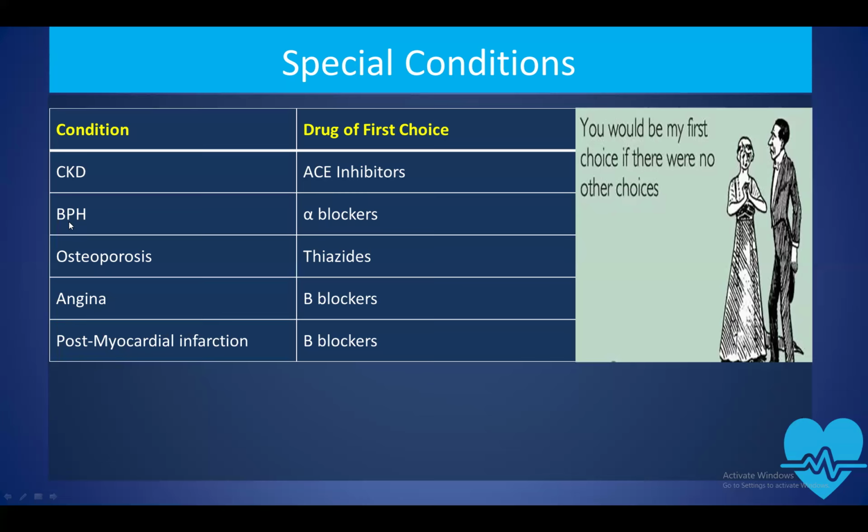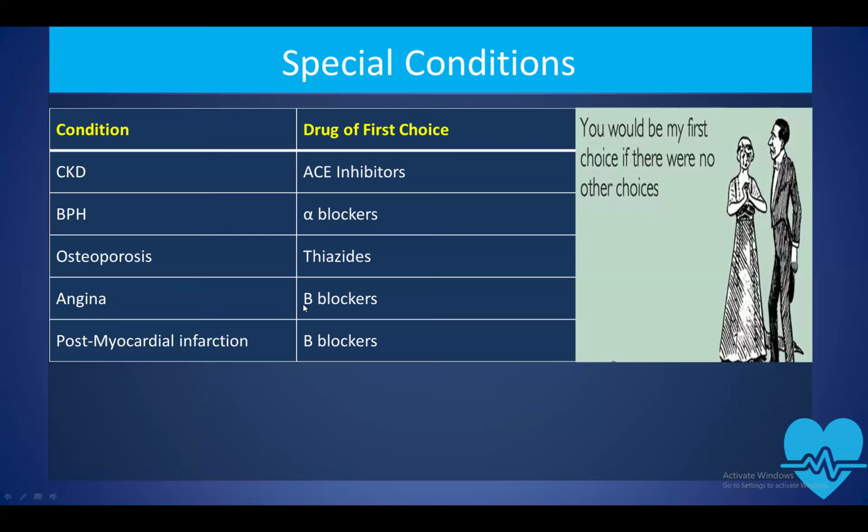In BPH, we use alpha blockers. Alpha blockers relax bladder neck and prostate, so it improves the urinary flow. In osteoporosis, we use thiazide diuretics. Thiazide diuretics decrease calcium loss in urine, so calcium keeps the bones strong.